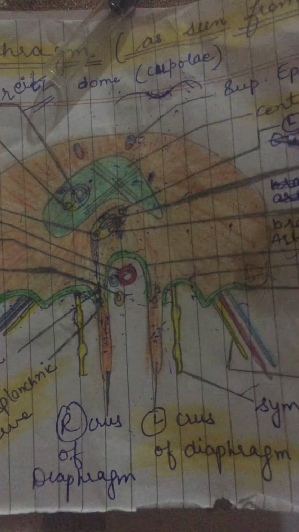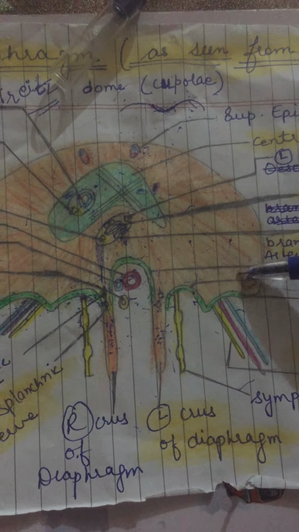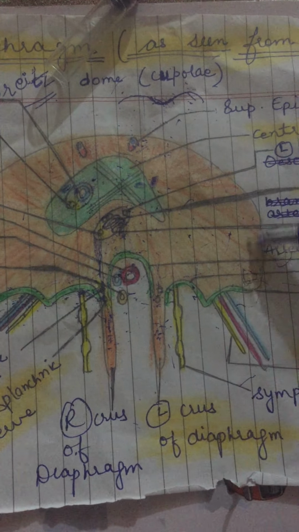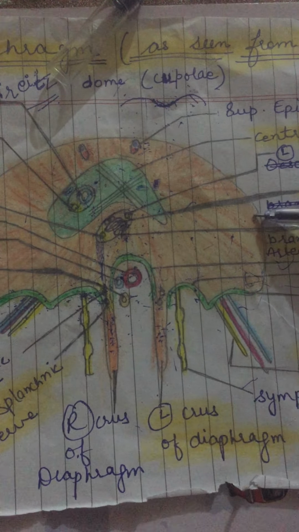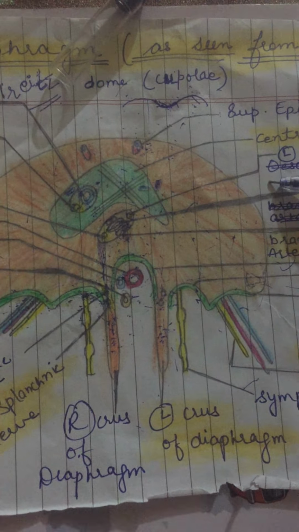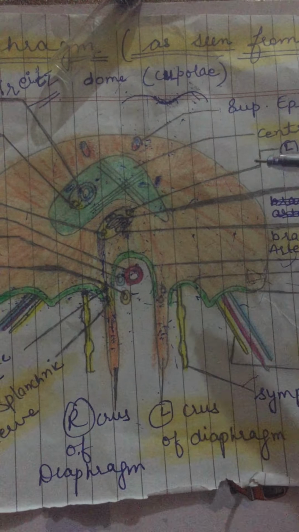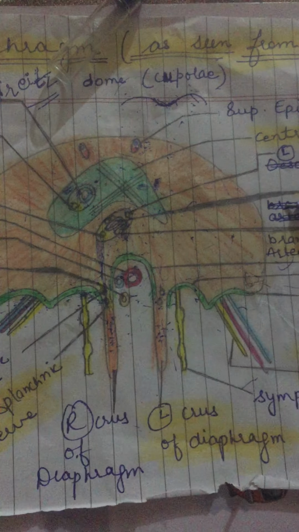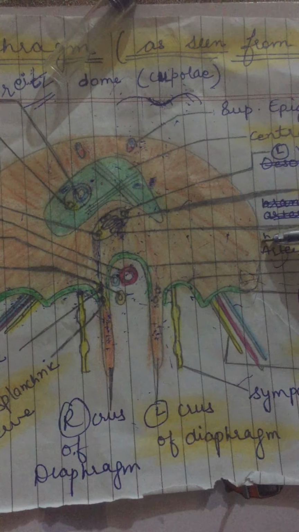Sternal origin is by two fleshy slips from the back of the xiphoid process. Costal origin is from the inner surface of the lower six ribs and their costal cartilages, interdigitating with the transversus abdominis muscle.